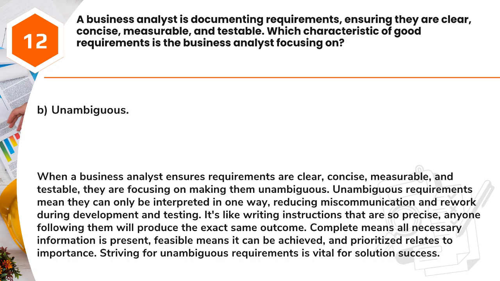Unambiguous. When a business analyst ensures requirements are clear, concise, measurable, and testable, they are focusing on making them unambiguous. Unambiguous requirements mean they can only be interpreted in one way, reducing miscommunication and rework during development and testing. It's like writing instructions that are so precise, anyone following them will produce the exact same outcome. Complete means all necessary information is present, feasible means it can be achieved, and prioritized relates to importance. Striving for unambiguous requirements is vital for solution success.